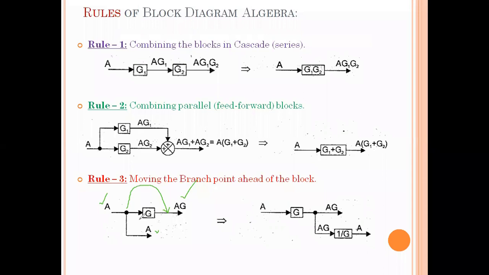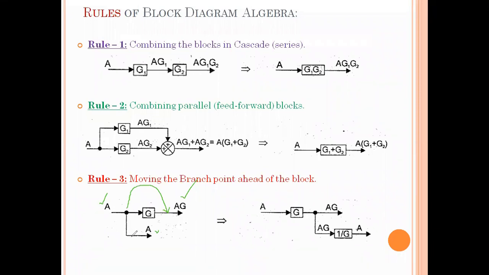Now change the branch point from here to here, you will get like this. So the same A is going into the G. Here also the same A is going into the G. We will get AG here. Here also A into G, we will get AG here. So we need not replace or modify this block.